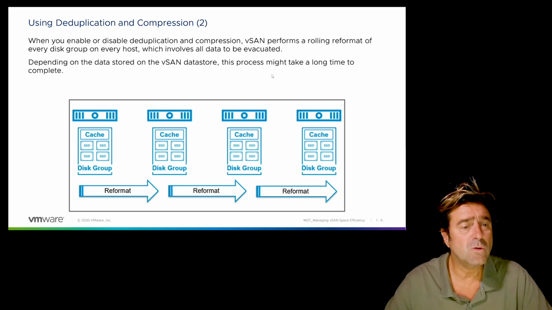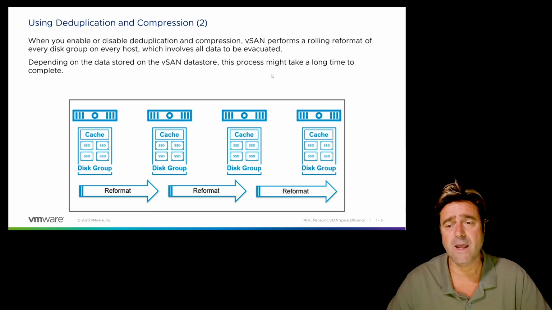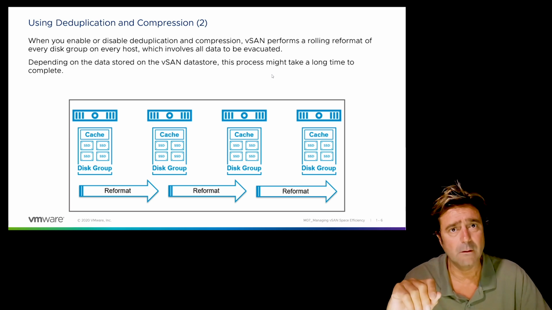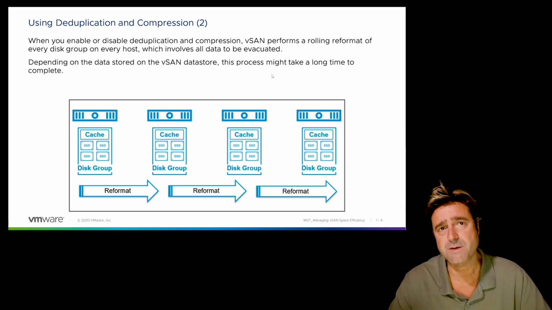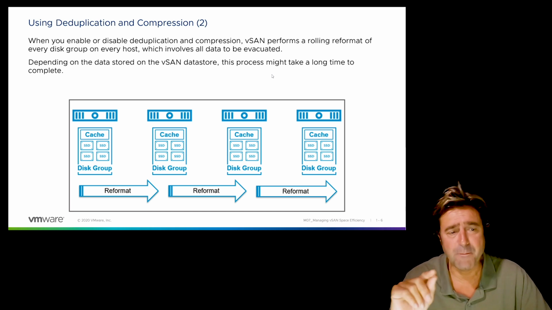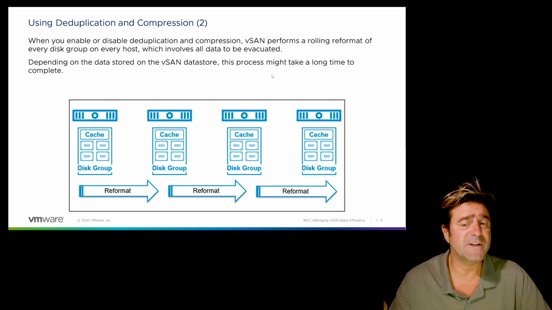Here, we continue talking about the deduplication and compression. So here's where they mention the rolling reformat. Remember, it's nothing more than one click. However, it will take a while. In the lab, if you do this task, expect this to take probably 15 minutes, roughly speaking. Now, if you take a look, it says depending on the data store on the vSAN data store.